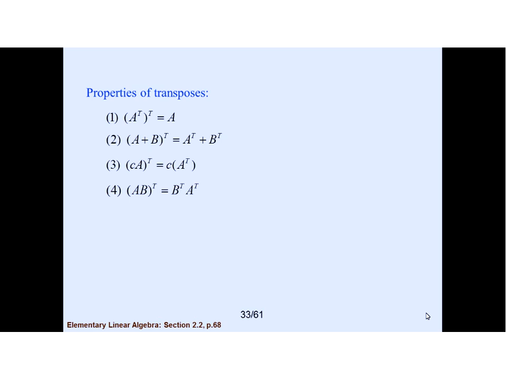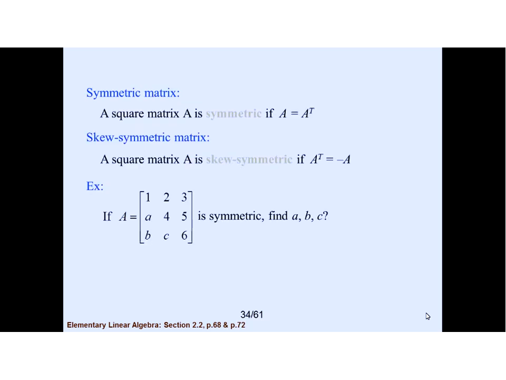Now the properties of the transpose. The transpose of a transpose is equal to A. The transpose of A plus B is equal to A transpose plus B transpose. The transpose of C times A is equal to C times A transpose. The transpose of AB is equal to B transpose times A transpose.